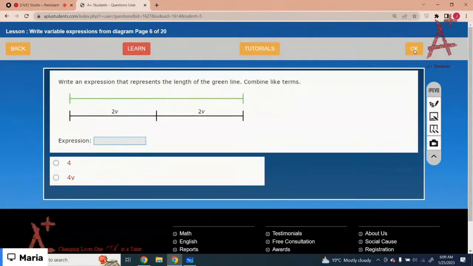Okay, write an expression that represents the length of the green line. Combine like terms. So the length of the green line and the length of the black line are exactly equal. And the black line has two segments. They are 2v plus 2v. So which is the correct option?